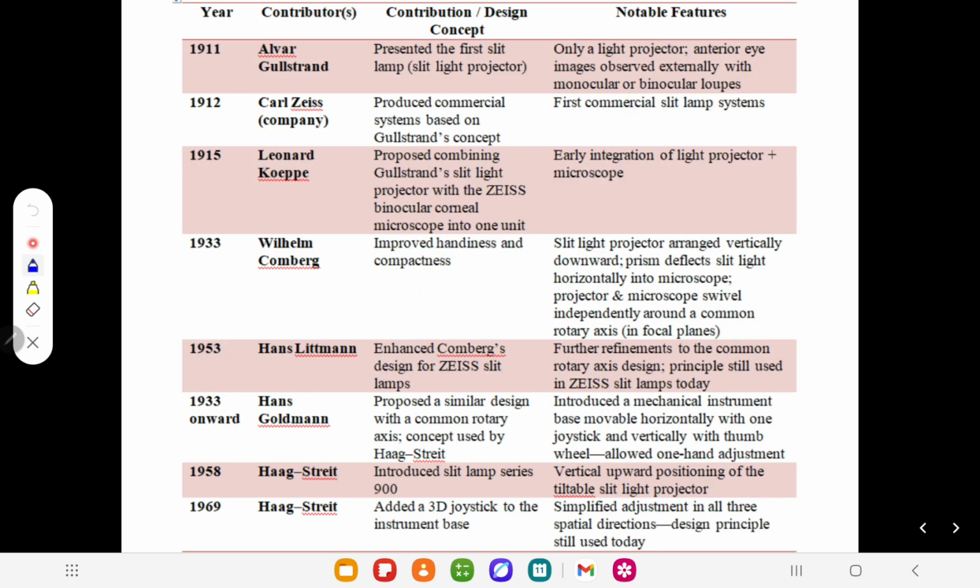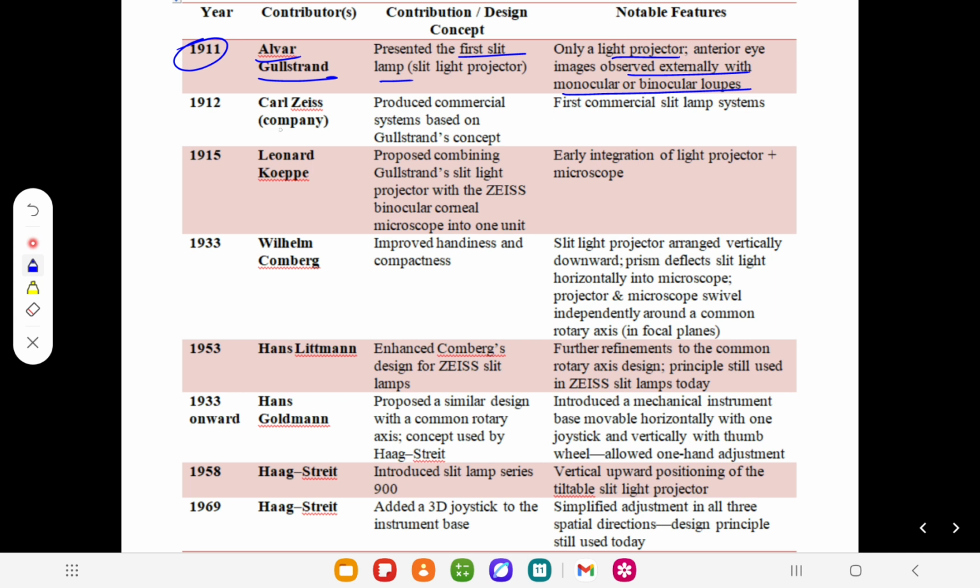Let's talk about the history a little bit. This is the only slide where I am talking about history. In 1911, Allvar Gullstrand presented the first slit lamp. Before that the slit concept existed, but it only projected light onto the anterior eye and the examination was observed with monocular or binocular loupes. I think you know the name Gullstrand because he won the Nobel Prize. I think he's the only person from ophthalmology who got the Nobel Prize, and not because of the slit lamp. Just to understand, it's because of the schematic eye.